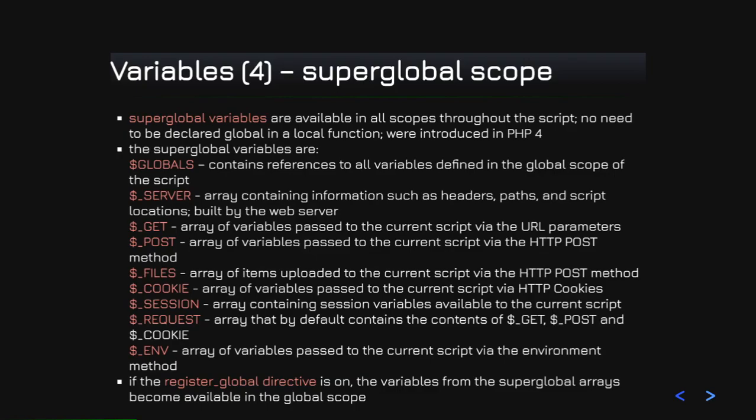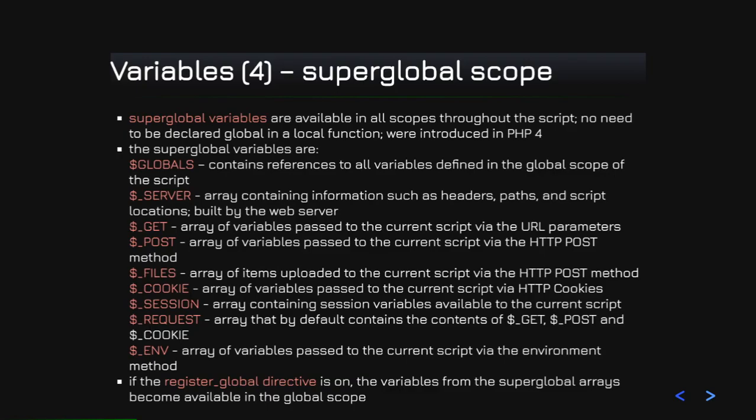The _GET superglobal contains the variables, or the fields, passed by the browser to the web server through an HTTP GET request. You will see examples today. Many examples of this today. Then the _POST is a superglobal array that contains variables or fields passed by the browser to the web server using the HTTP POST method. Then _FILES is a superglobal array of file items that were uploaded by the browser to the web server.